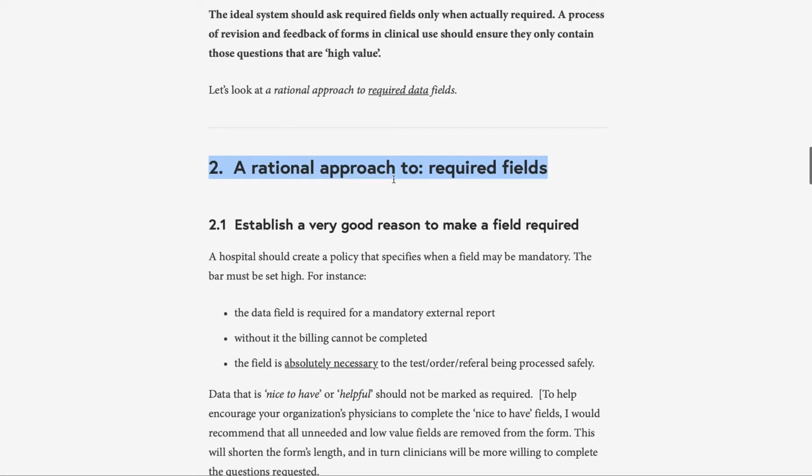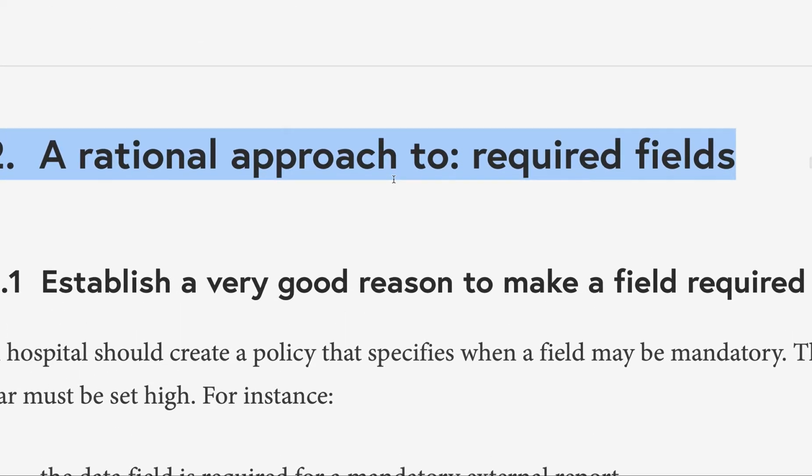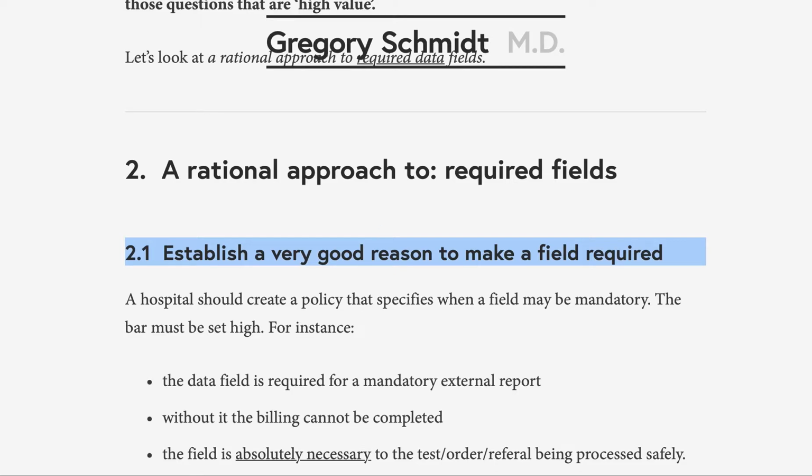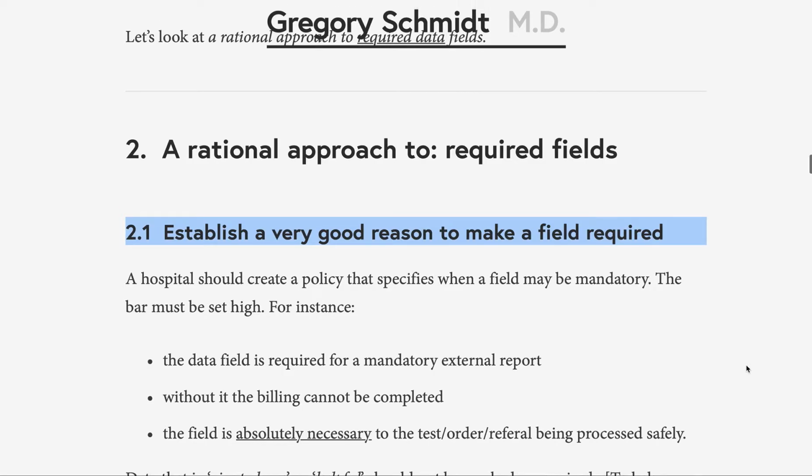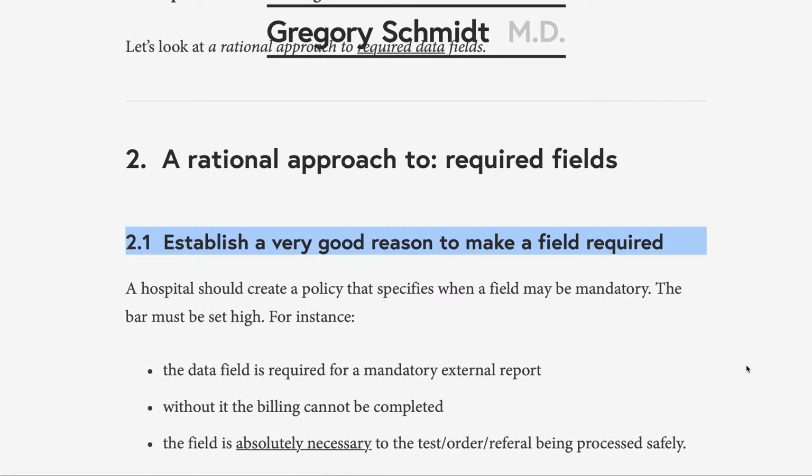So let's move on to the next part, which proposes 5 different ways and a rational approach to required fields. So the first part of this is to establish a very good reason to make the field required. As we were saying before, a hospital needs to have a very high bar for why the field will be required. For instance, the data field might be mandatory if this is part of a mandatory external report, or if billing cannot proceed without that field being completed, or the field may be absolutely necessary if it is crucial to patient safety being done in that test or order or referral process.